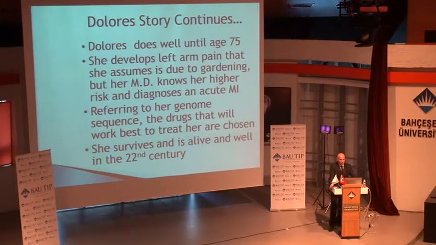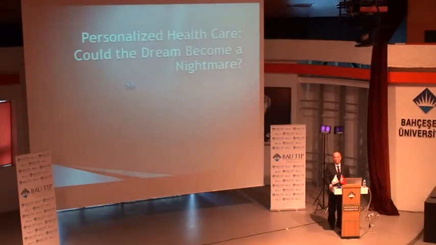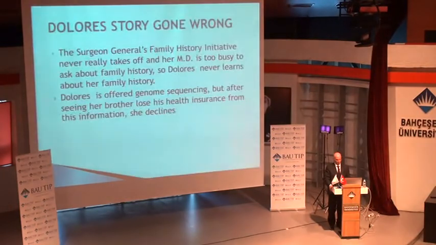Dolores' story continues. She does well until age 75. She develops left arm pain that she assumes is due to the gardening, but her MD notes a higher risk and diagnoses acute myocardial infarction. Referring to her genome sequence, the drugs that will work best to treat her are chosen. She survives and is alive and well in the 22nd century. But then it becomes a nightmare.